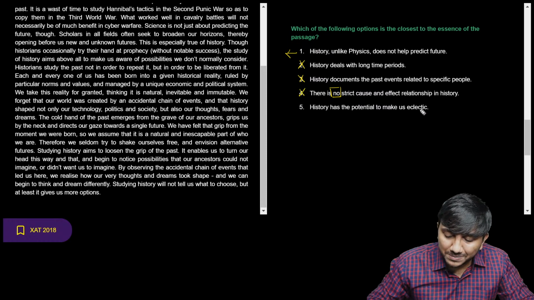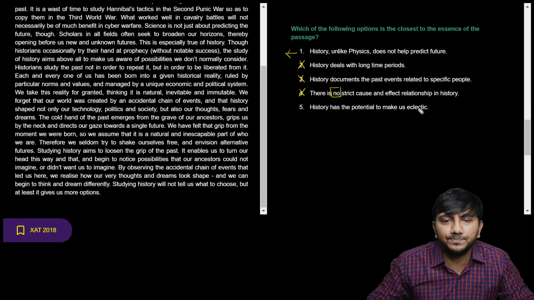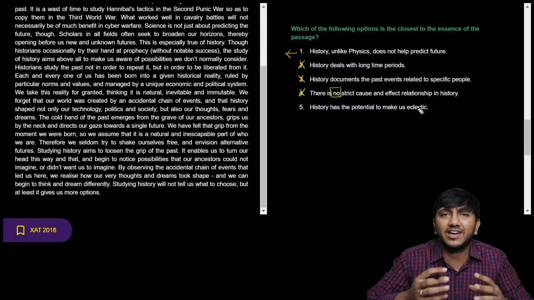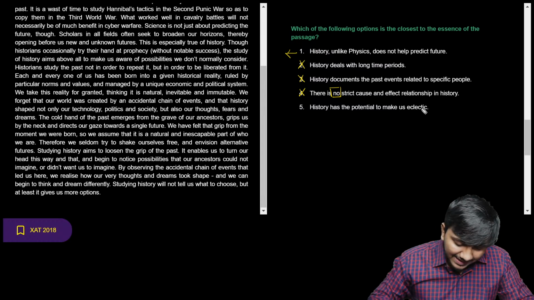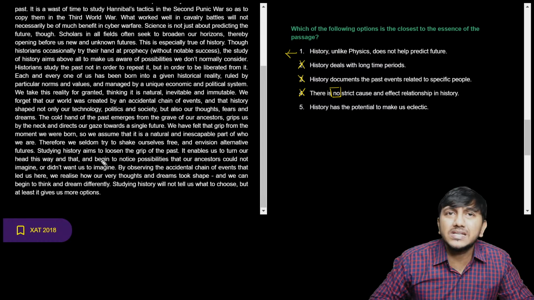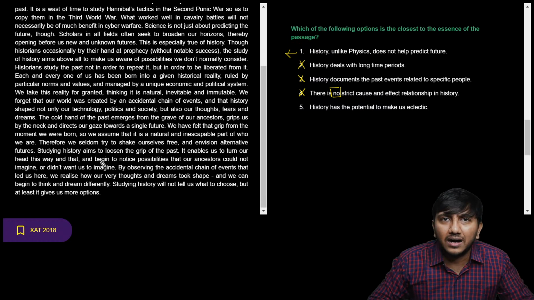History has the potential to make us eclectic. Eclectic means what? If I have an eclectic collection, I have a collection of many varieties, right? History has the potential to make us eclectic, and that's what has happened towards the second half of the passage.